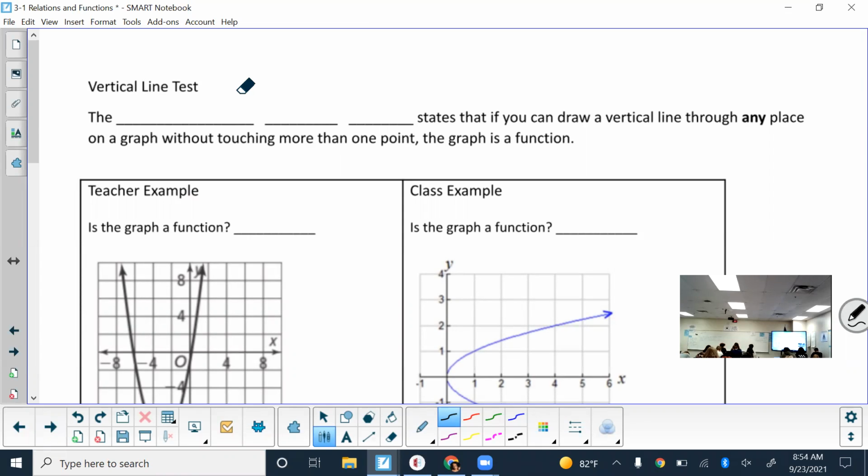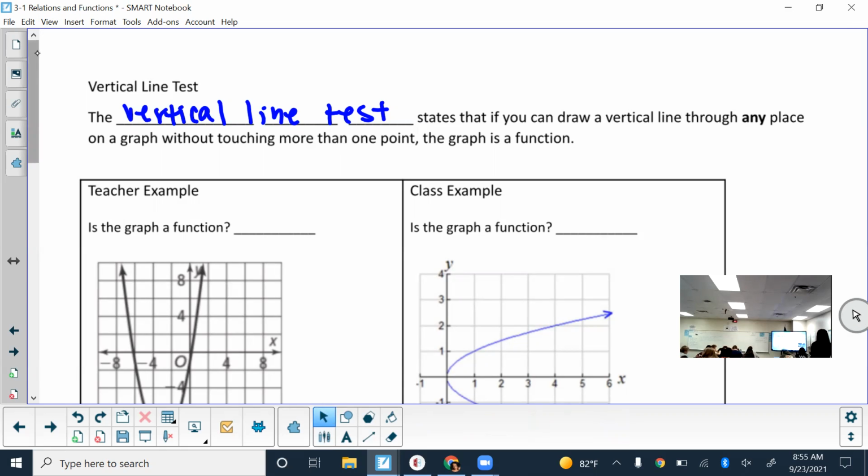About the vertical line test. So the vertical line test states that if you can draw a vertical line through any place on a graph without touching more than one point, the graph is a function. So that's basically a way to say each x has one y. If I draw a vertical line, each x should only have one y.